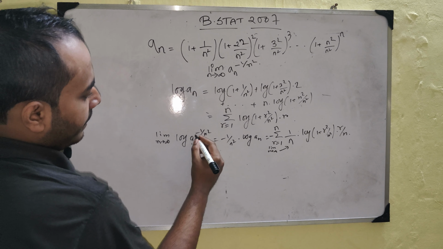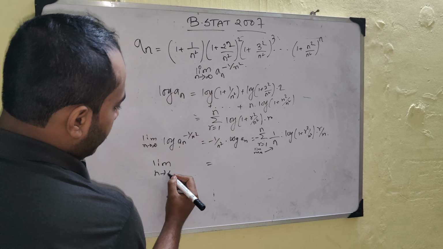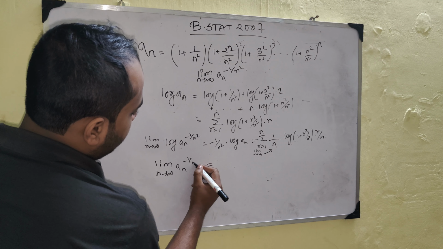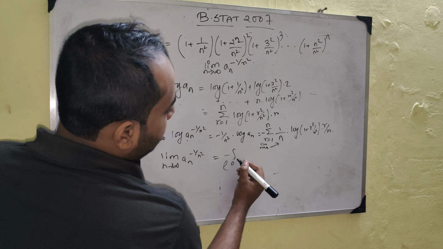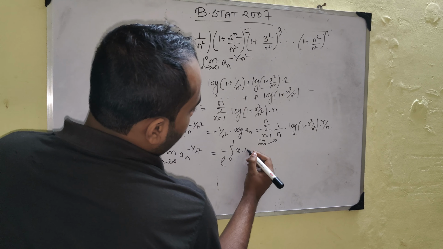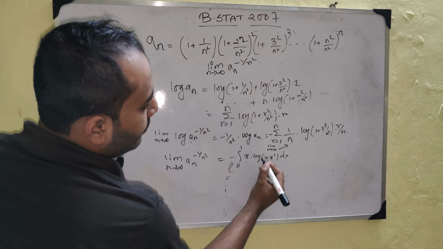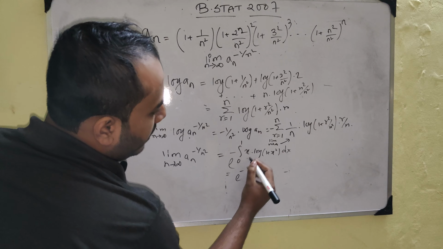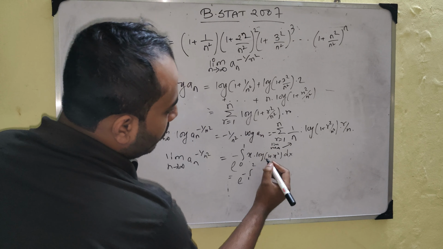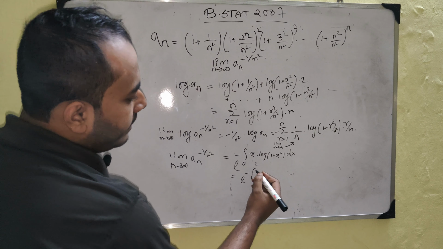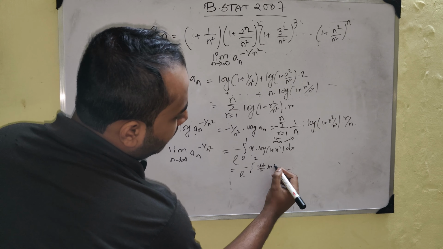So the log of this infinity thing, the answer should, so if I simply write limit n tends to infinity a to the power minus 1 by n square, the answer is this basically is minus 0 to 1 x into log of 1 plus x square dx. Now if you substitute 1 plus x square as, let's say, t, then the limits become minus 1 to 2. X dx simply becomes I think dt by 2. So dt by 2 into ln of t.